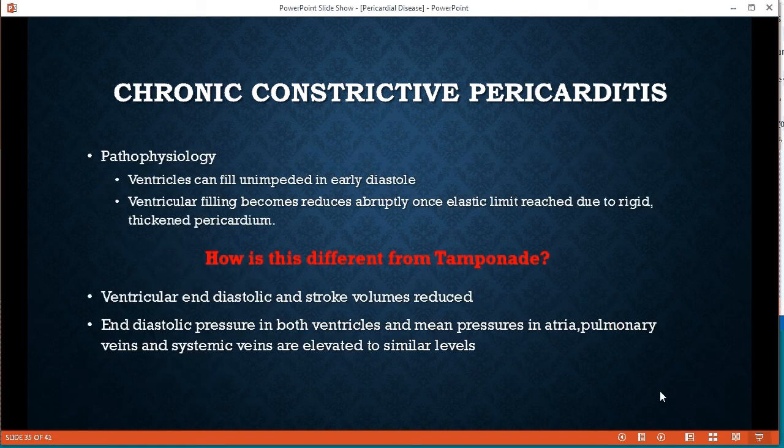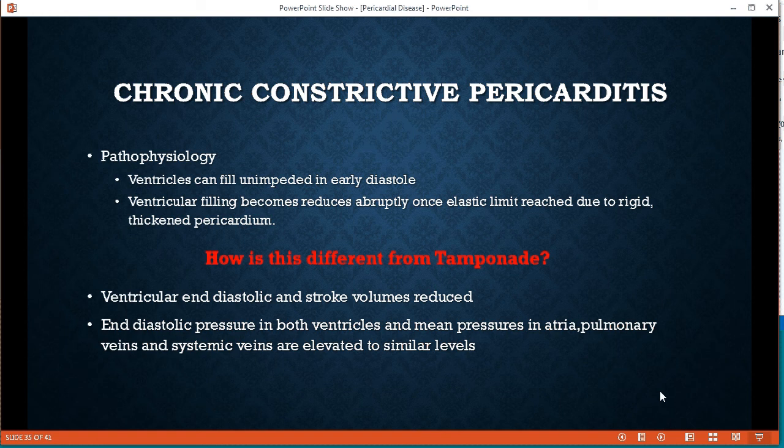So again, pathophysiology: the ventricles can fill unimpeded in early diastole, but as ventricular filling continues, it becomes reduced abruptly once that elastic limit is reached due to the rigid thickened pericardium. So initially you can actually see unimpeded filling, and that's when the ventricles are empty. But as you reach that critical point where the ventricles are attempting to expand with that filling during diastole, and you've reached that limit with the pericardium, then filling all of a sudden abruptly decreases to almost zero.